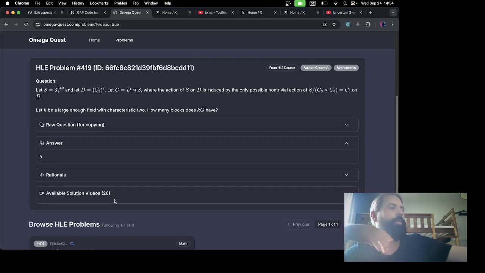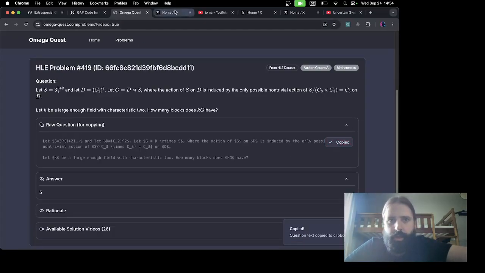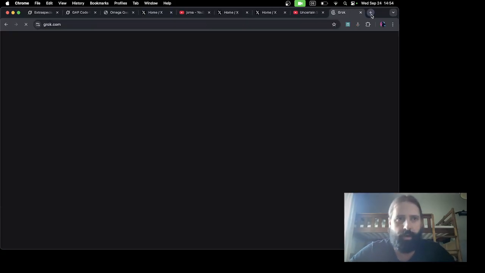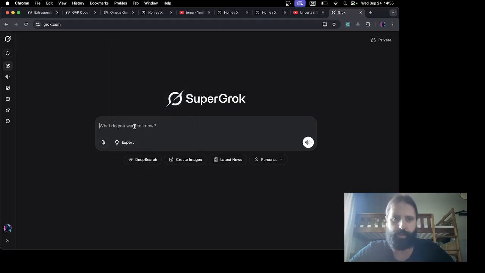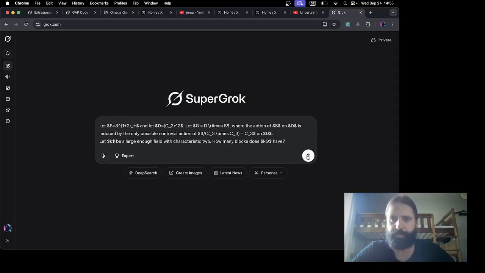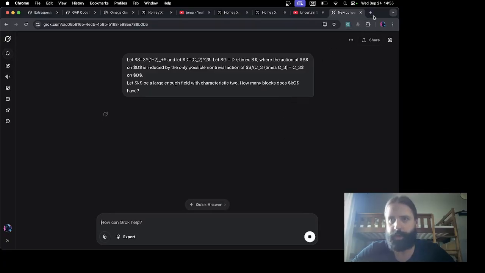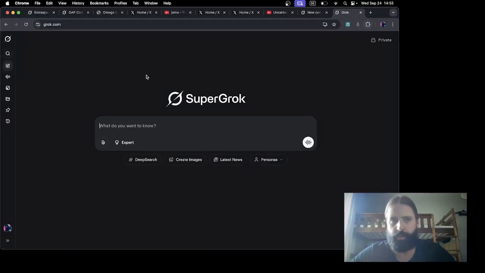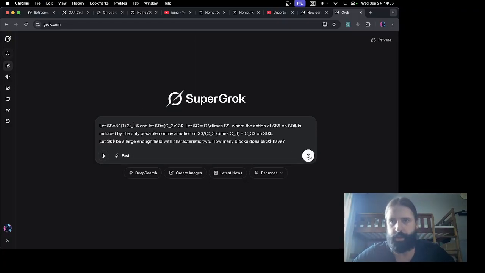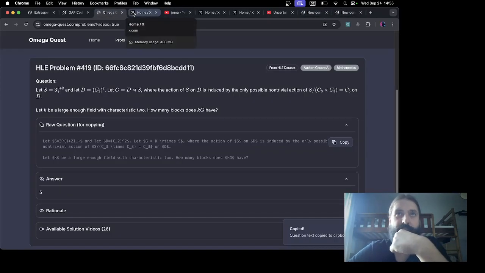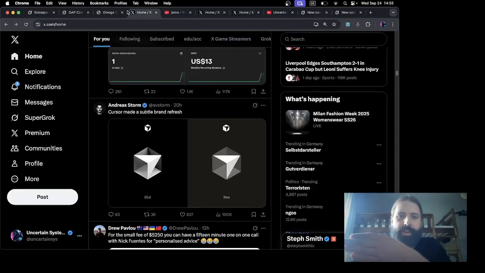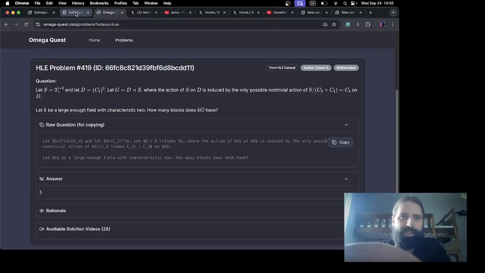Because it's funny, like Grok. Let's do this. If I open grok.com and I pick expert, it says Grok 4. In expert mode, it will output 11 after like 10 minutes, I think. If I go to fast, that's Grok 3, it will also output 11. I think they both output 11, which is interesting, right? Because it's not totally wrong. It is wrong, but it's only one step from the actual solution.